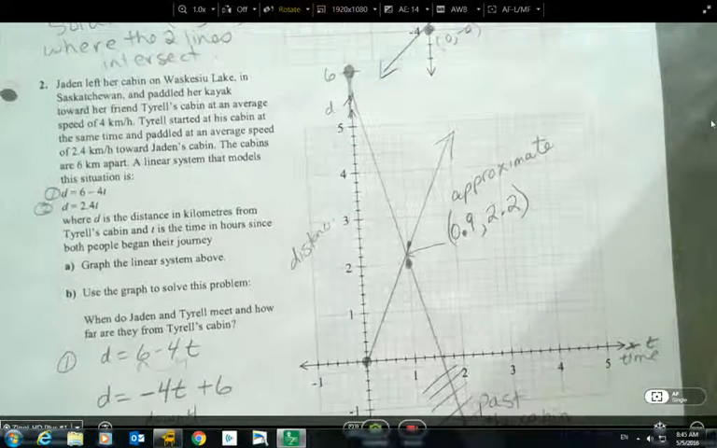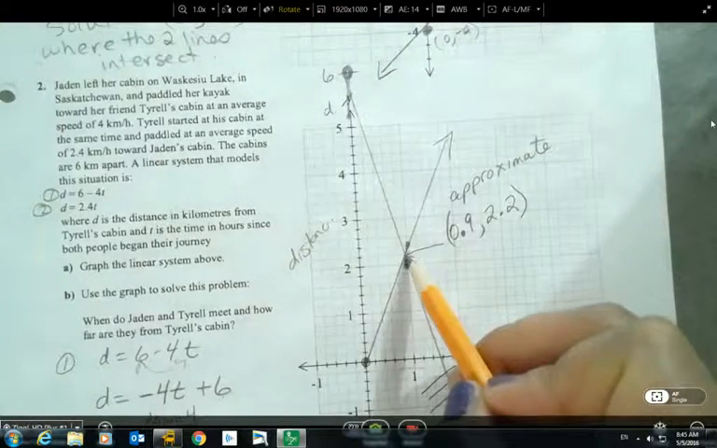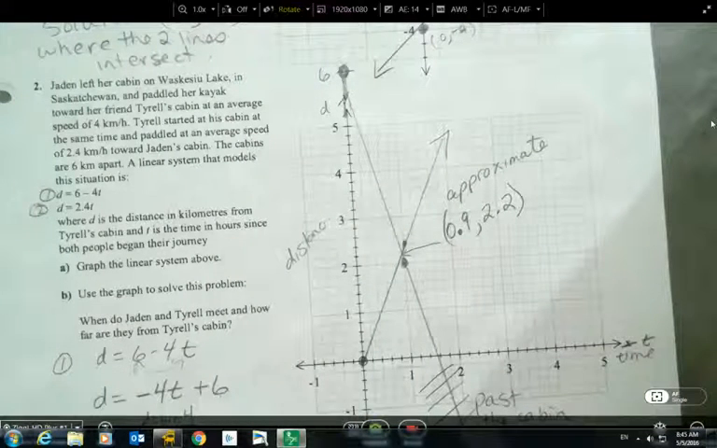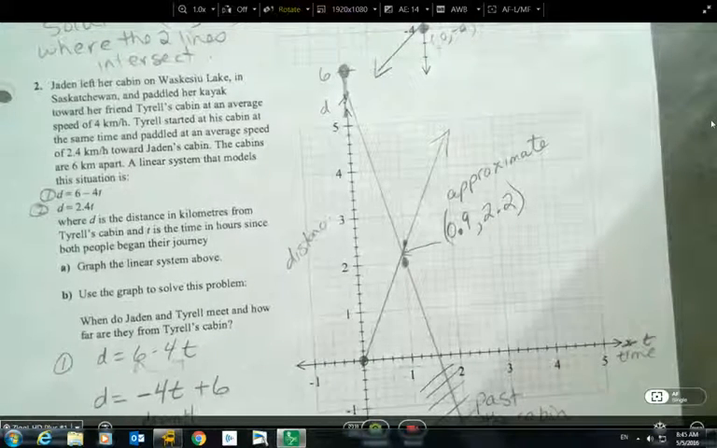So when do they meet? How far away are they from Tyrell's cabin? They're about 2.2 kilometers away from Tyrell's cabin. Yeah. Okay. And when do they meet? Not quite an hour after they leave, but a few minutes before an hour. So we could say it like, so 0.9 times 60 is what's going to give you how many minutes? So we could say 54 minutes. Okay.